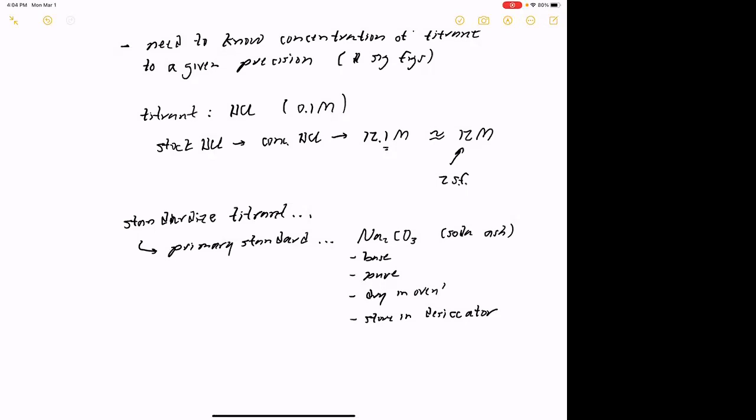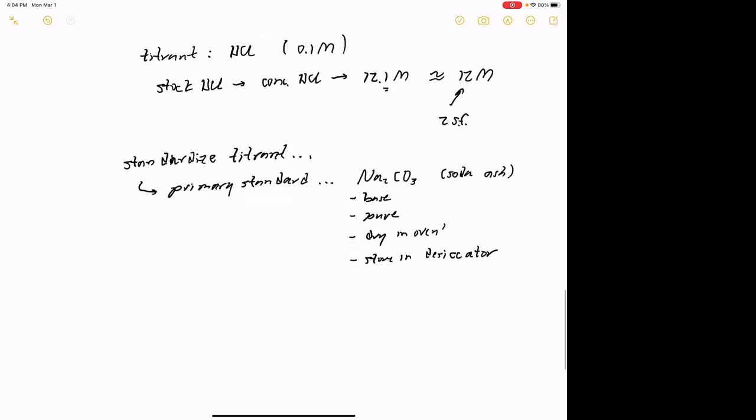So if we're, say, weighing out enough of it to make a primary standard solution, we could get 4, maybe even 5 sig figs out of this, which is way better than the 2 sig figs I could get out of the 12 molar HCl. Okay, so now what do?